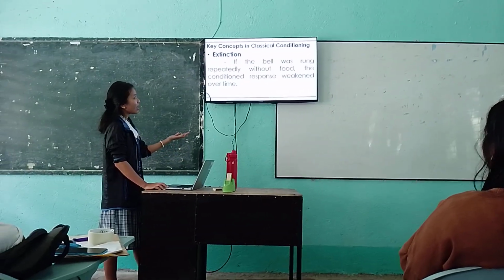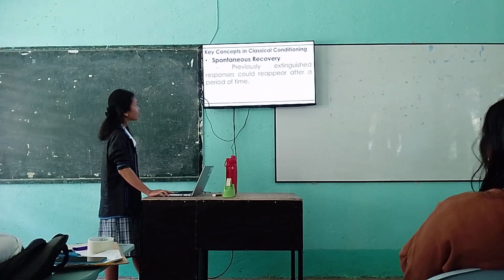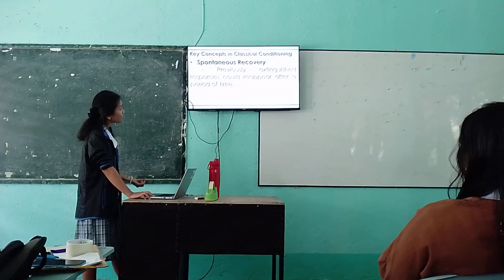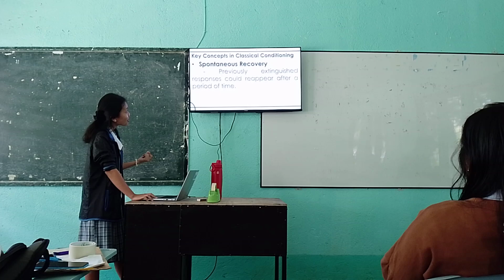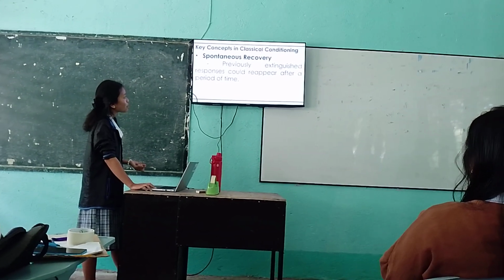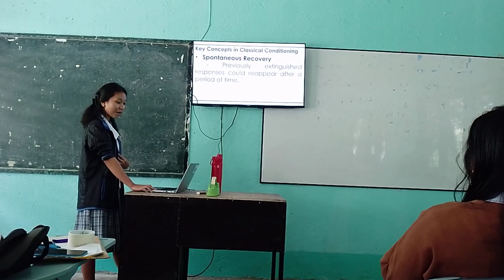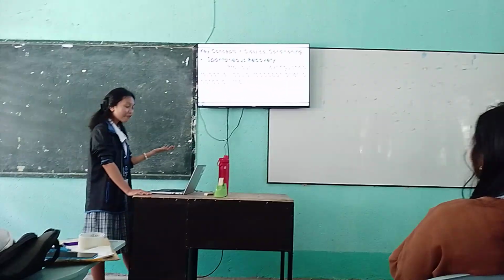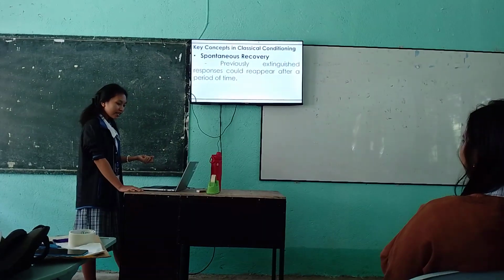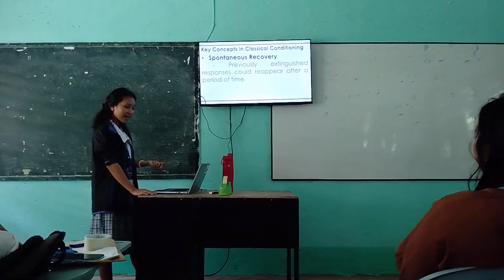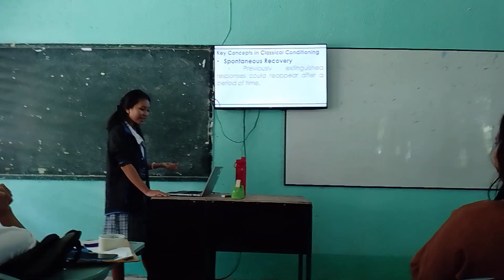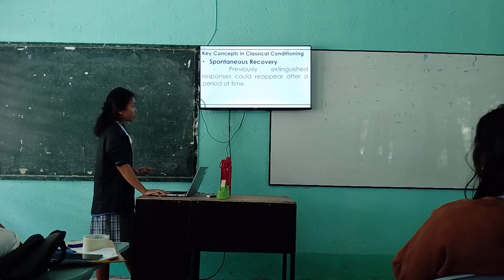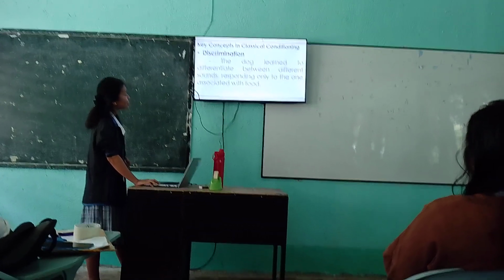So the conditioning weakens. The third key concept is spontaneous recovery. Previously extinguished responses could reappear after a period of time. Even after the dog stopped salivating because of extinction, if you wait a while and then ring the bell, the dog might suddenly start salivating again. It's like the dog momentarily forgets it learned that the bell wasn't reliable for food. Did you get it? Yes.